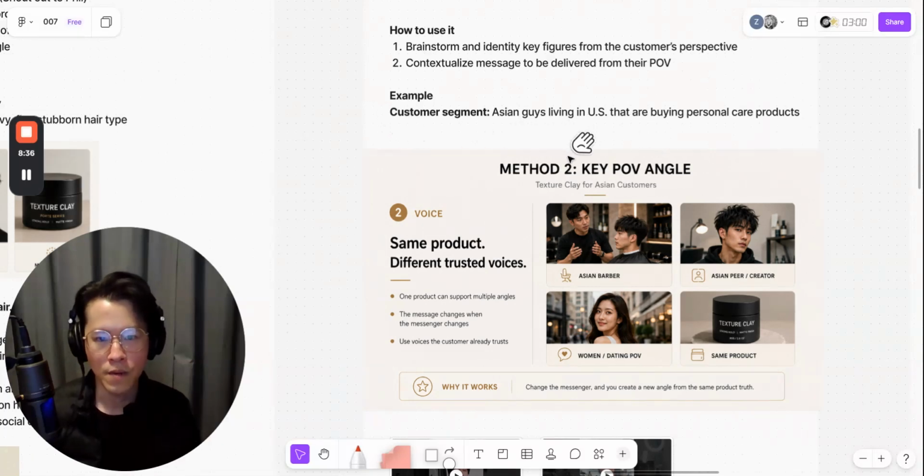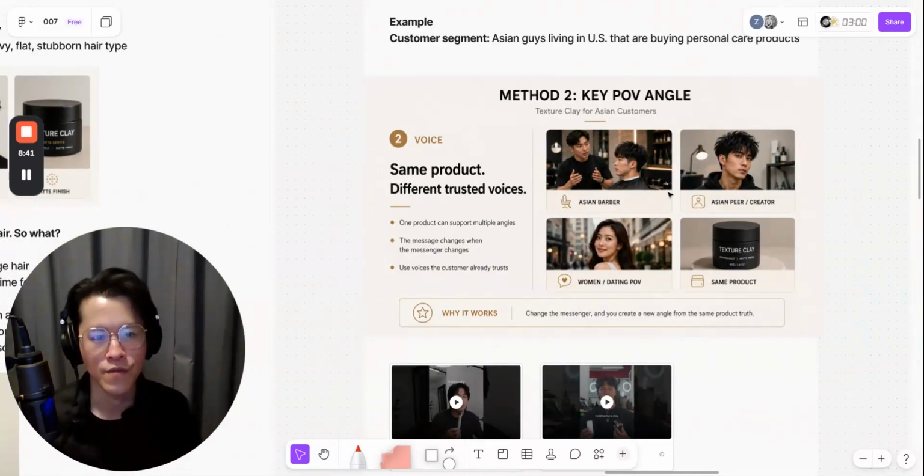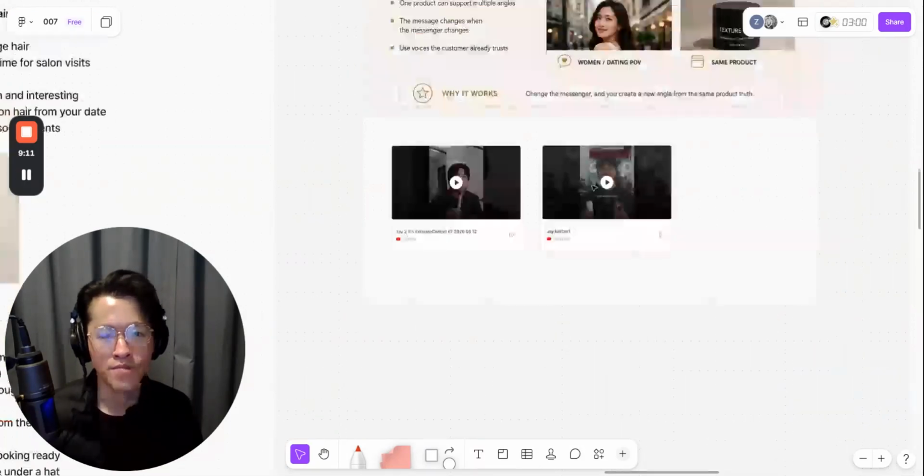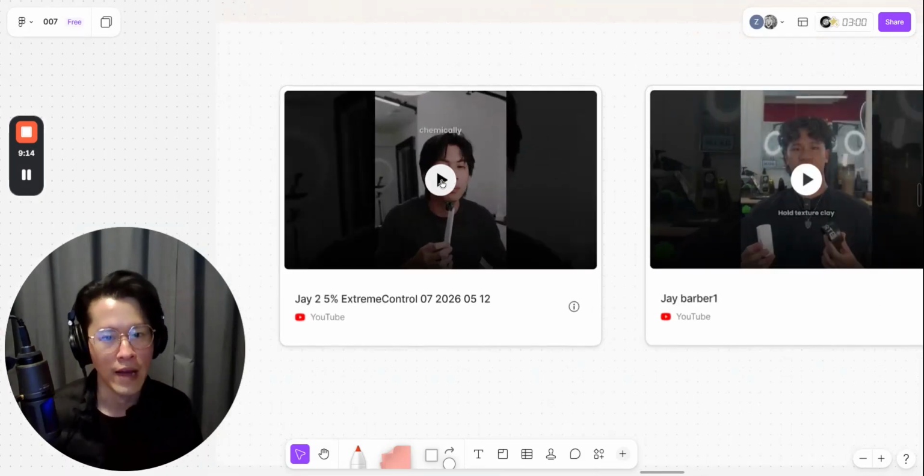So in this case, for the texture clay example, here are some key figures. So first of all, we have the Asian barbers, because Asian barbers are skilled at, of course, cutting Asian hair type. And the second one is Asian creators. So these are possibly style creators that are in the Asian community. And lastly, these could be women, and we can get the perspective of women, which is obviously important for the target customers. So if we want to take on the perspective of the Asian barbers, let's take a look at 2 examples of ads that we've developed.